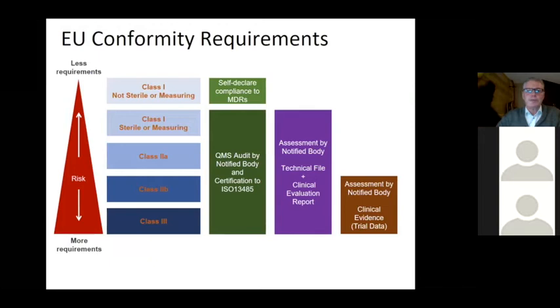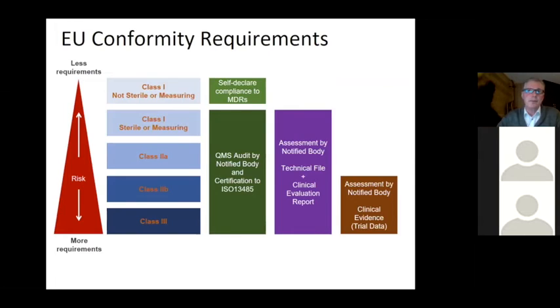Quick overview of EU conformity requirements. If we're talking about a class 1 non-sterile or non-measuring medical device, you can simply self-declare your compliance to the medical device regulations and put the product on the market, provided you have the appropriate labeling, etc. If it's a class 1 sterile or measuring or higher risk classification, your QMS must be certified to ISO 13485, and your product must undergo an assessment by a notified body with your technical file and a clinical evaluation report.